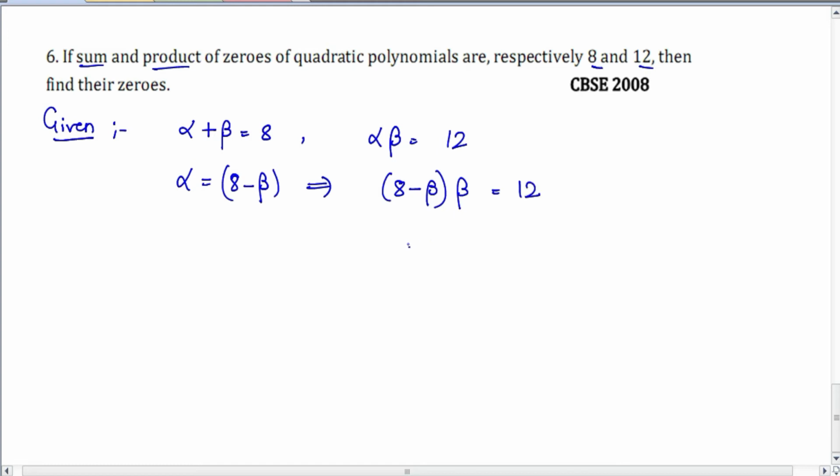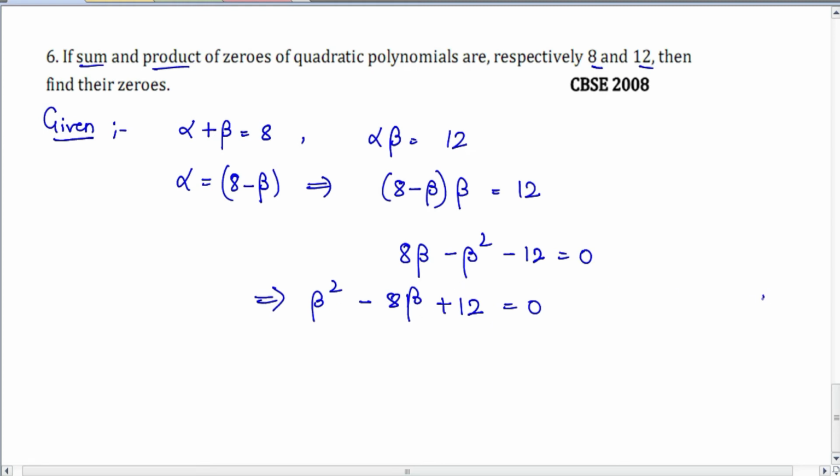So this becomes 8 beta minus beta square minus 12 equals 0. So I will take a minus sign common here so that beta square is going to be positive. So this becomes beta square minus 8 beta plus 12 equals 0. Now factorize this and solve. You're going to get the zeros of the equation.